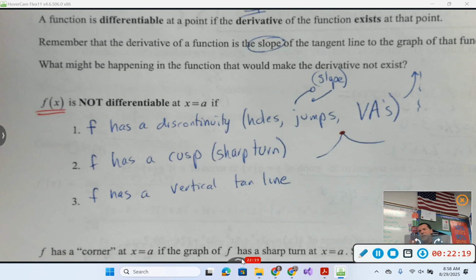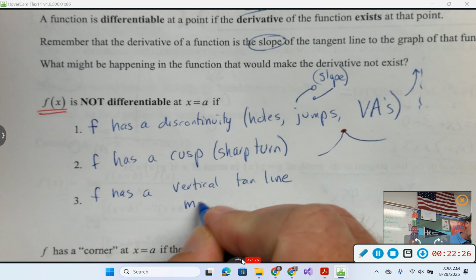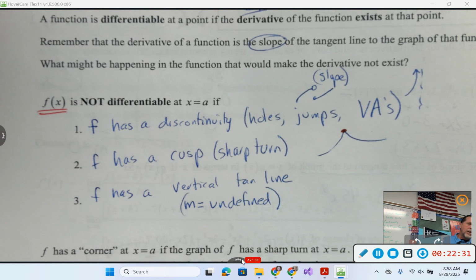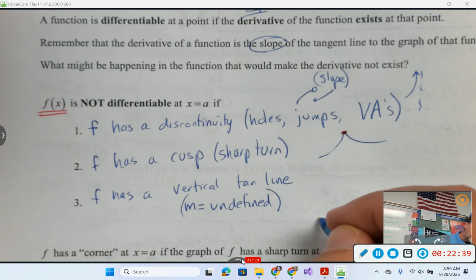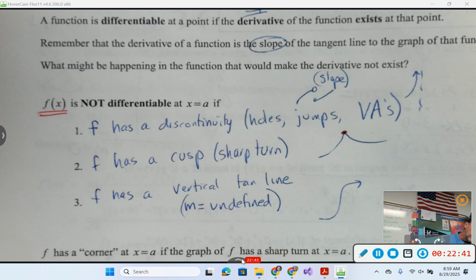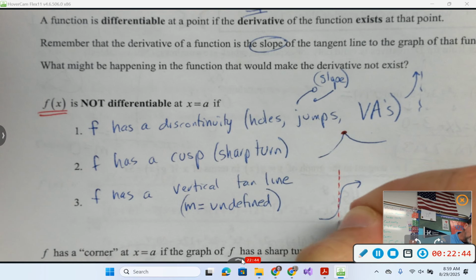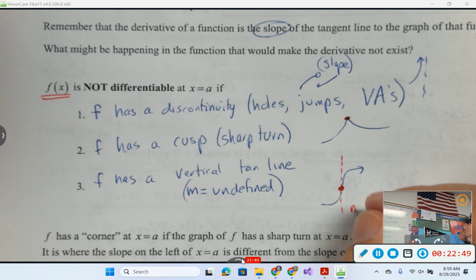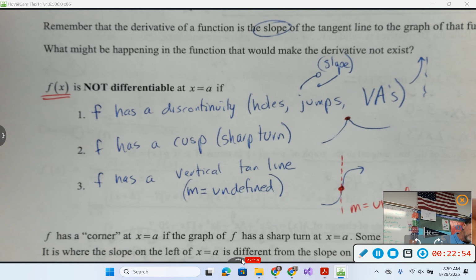this one's a little different than the others because this one does have a tangent line, but the slope of a vertical tangent line is undefined. So if the slope is undefined, the derivative is undefined. But again, that one's a little different than the others because there's still a tangent line there, but its slope is undefined. Therefore, the derivative is undefined.